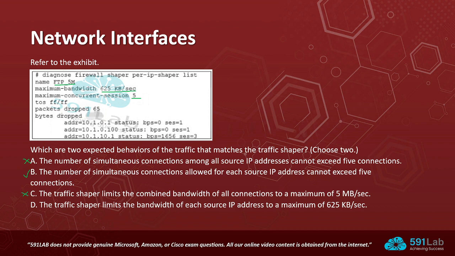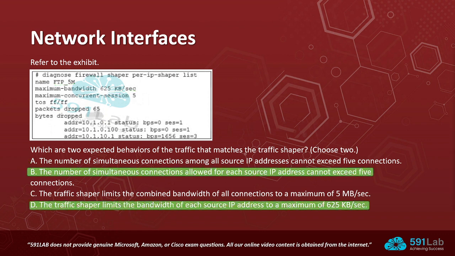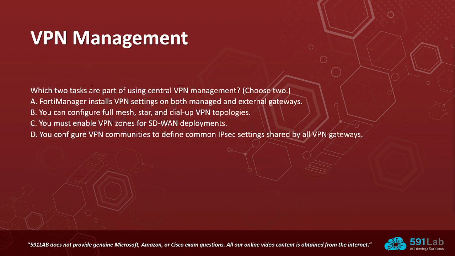And the next one says the traffic shaper limits the bandwidth of each source IP address, as I told you, to a maximum of 625 kilobit per second. So B and D are our answers. So let's move to the next one.